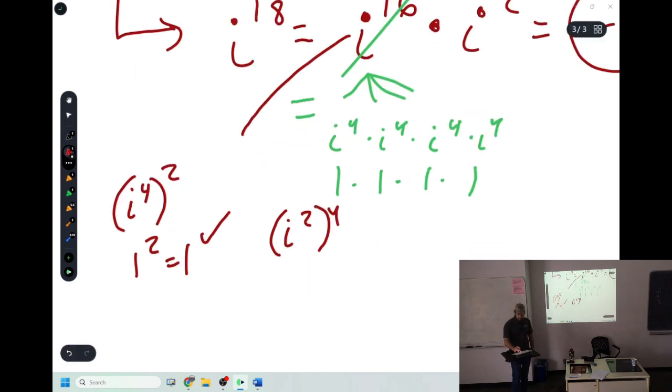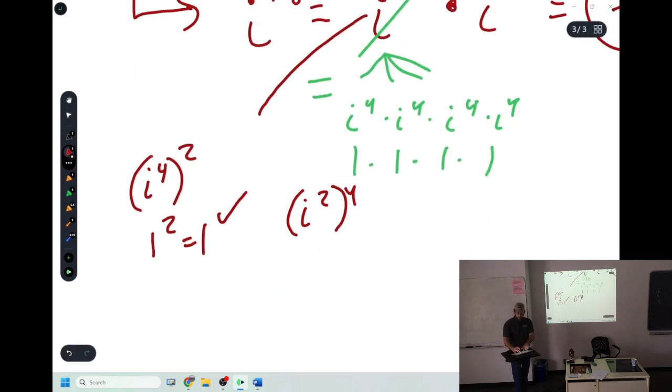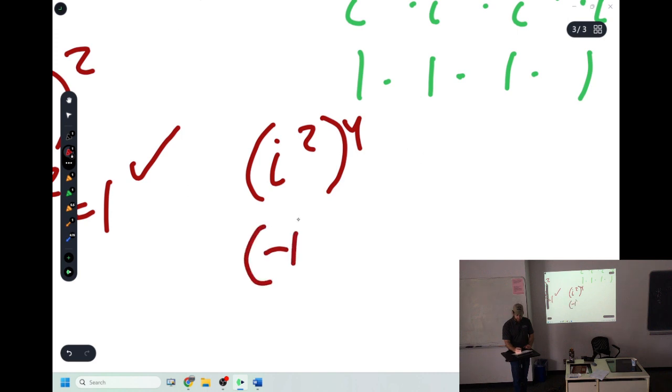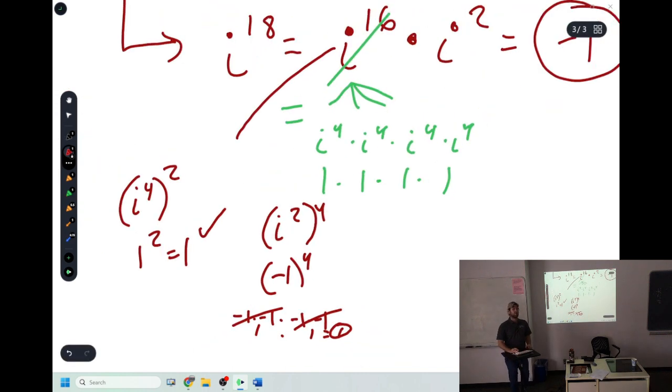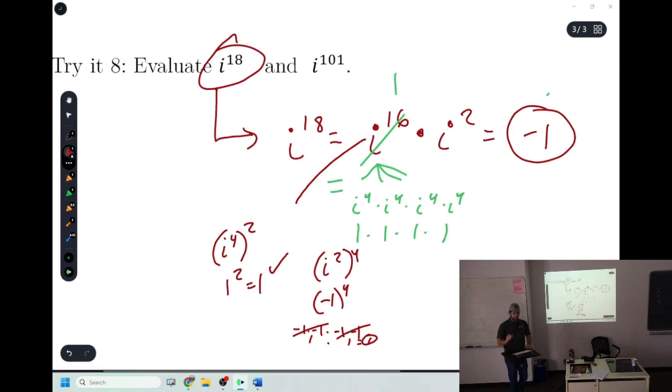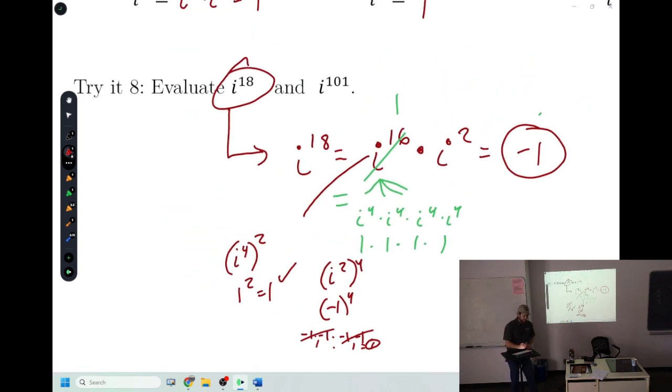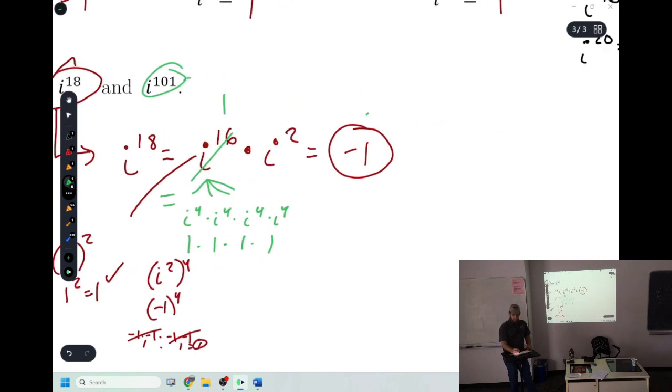So what was i squared? Negative 1, right? So what is negative 1 to the 4th? It'd be negative 1 times negative 1 times negative 1 times negative 1. And each of those is just going to be 1 times 1. Yeah, you could work it that way. You can work it any way you want to. Heck, if you just want to write them all out because you can't remember and you want to get a good grade on the test, write them all out. You might run into a problem at i to the 101st, but all right, let's finish it up with this.